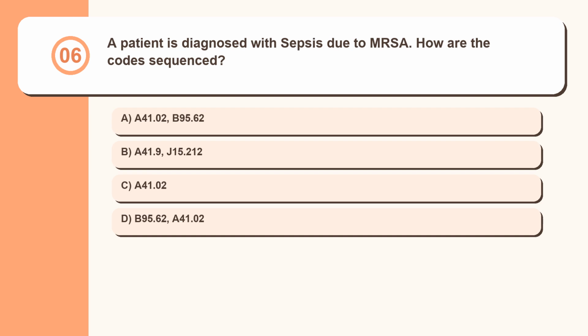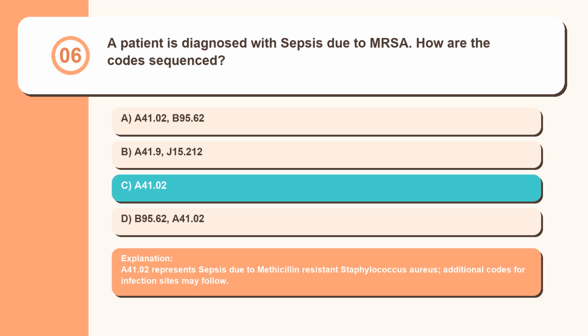Question 6. A patient is diagnosed with sepsis due to MRSA. How are the codes sequenced? A41.02, B95.62, A41.9, J15.212, A41.02, B95.62, A41.02. A41.02 represents sepsis due to methicillin-resistant Staphylococcus aureus. Additional codes for infection sites may follow.